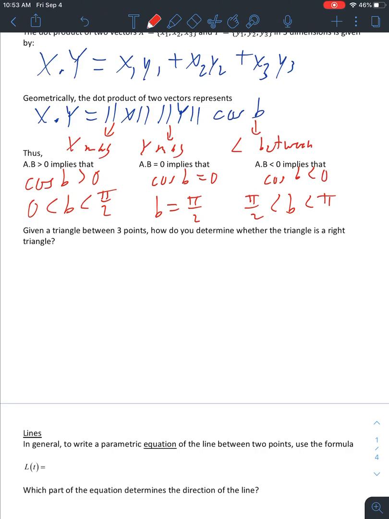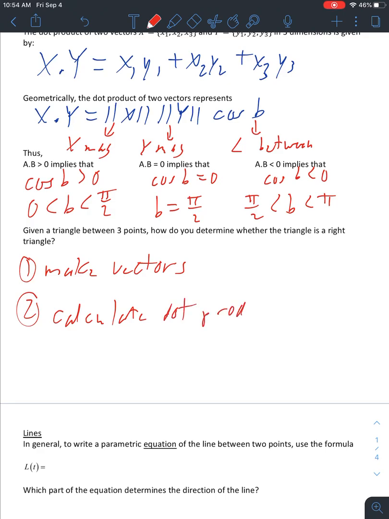All right, given a triangle between 3 points, how do you determine whether the triangle is a right triangle or not? Obviously there are a lot of ways to do this mathematically, but in this lesson, using vectors, it's a simple 2-step process. You want to make some vectors. You just subtract 2 points. If I give you 3 points, you subtract 2 points to make a vector, and then you do it again to make another vector that meets at one of the points. And then you calculate the dot products.